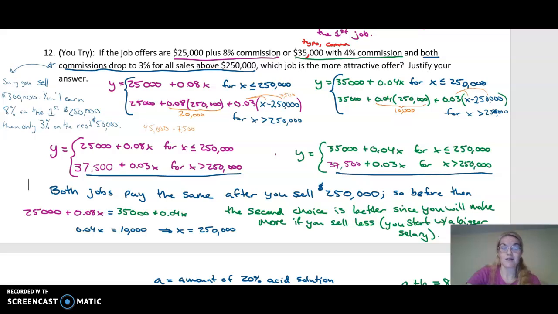So really, job purple and job green are both piecewise defined functions, right? Green, similarly, base salary plus commission for anything less than or equal to 250,000. Then once you sell more than that, base salary plus 4% on the first 250,000 of your sales plus 3% on the rest of your sales. Now, what's interesting about these two jobs is 8% of 250,000 is 20,000. 25,000 plus 20,000 is $45,000.